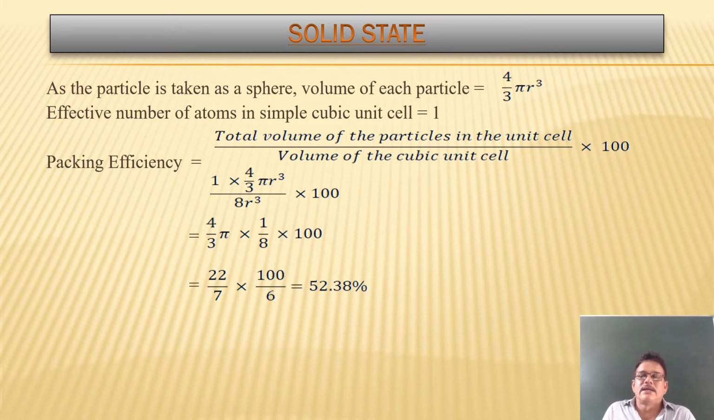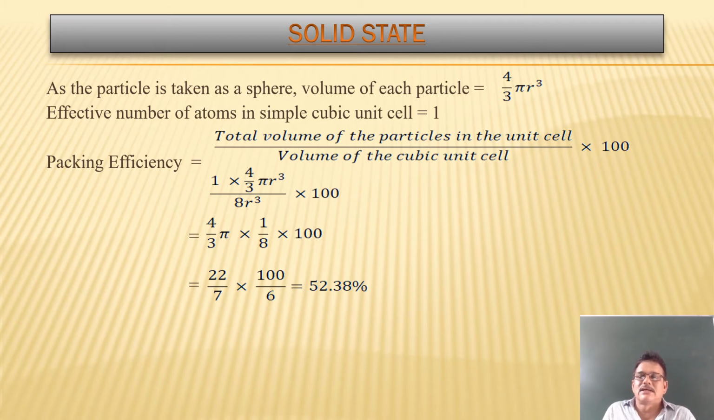And in simple cubic unit cell, effective number of atoms is 1. How is it calculated? We already discussed that the corner particle is shared by 8 unit cells. So for each unit cell, its contribution is 1 by 8.